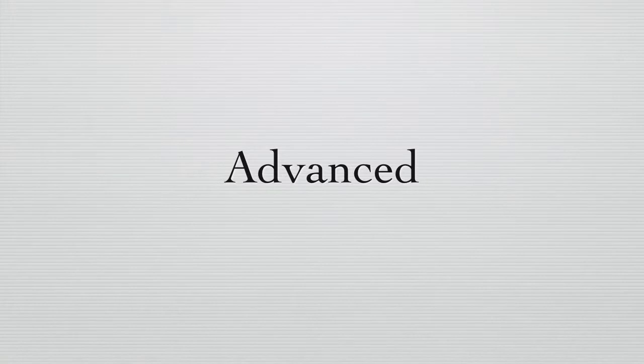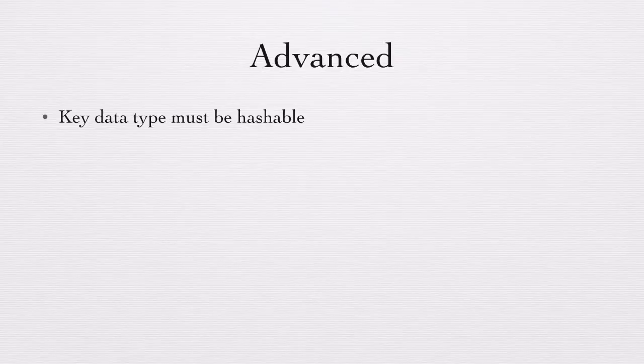Here are a few advanced points. If you know Objective-C, you would understand these points quickly. The string, int, double, and bool are hashable types and they can be used as keys. You may also use custom types as keys. However, they must conform to the hashable protocol. I will be covering this in the advanced course.